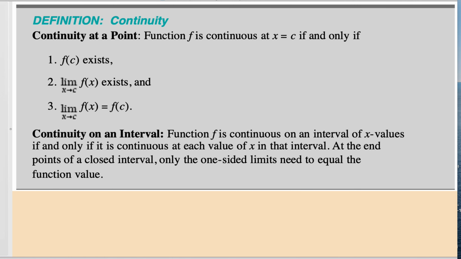Here is the formal definition. Something is continuous at x equals c if and only if you have a y value there, you have a limit as x approaches c, and the limit and the value are equal to each other. Continuity on an interval means that f is continuous on all of the x values, and it meets this definition for all those x values. At the endpoints of a closed interval, you will only have one-sided limits that need to equal the function value.